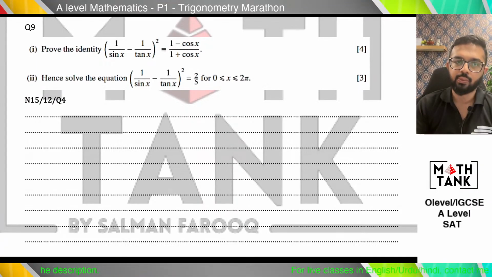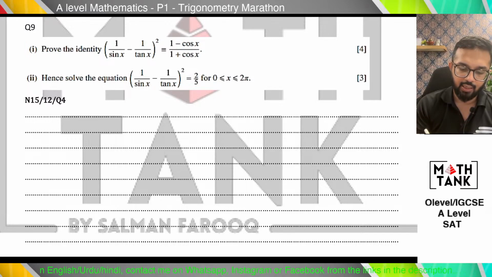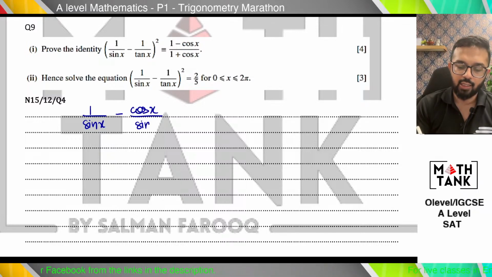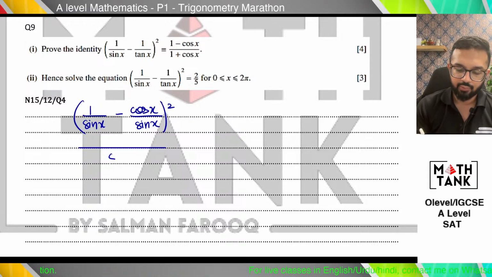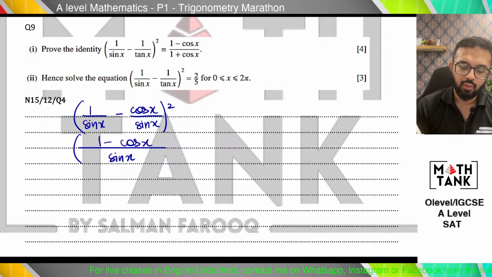Okay, moving on to the next one. It says prove the identity 1 over sine x minus 1 over tan x, squared, equals to this. Without first expanding, tan x is basically sine x over cos x. So 1 over tan x should be cos x over sine x. What that helps me do is combine the denominators without having to do much. So I then have 1 minus cos x, whole squared, over sine square x.